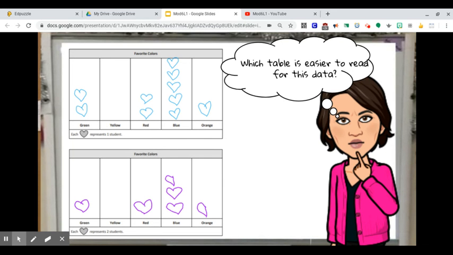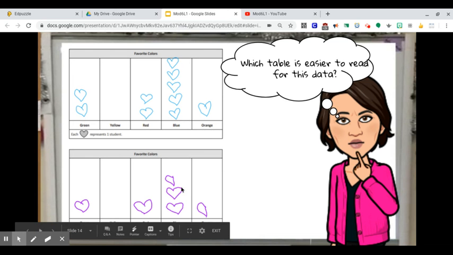If I had 75 students that chose blue, I could say 75 divided by 5, and I would have a lot less hearts crammed in here than if I did it by 2s or 1s.